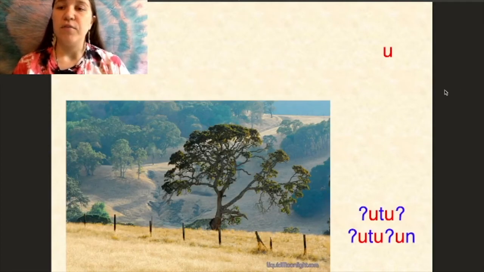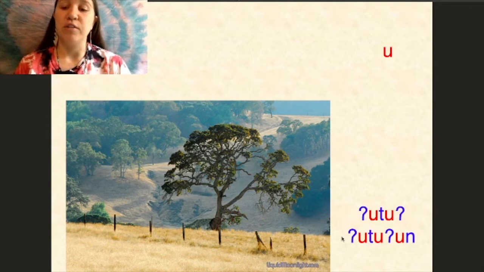So for an example of one of our u sounding words, we have utu, utu, utuun. So for these slides, you're going to see two words here. This first one is going to be the subject form of the word, and the one below it is our object form. And these will be used interchangeably in sentences. So, for example, if the tree is the subject of the sentence, we would use this word. And if it's the object of the sentence, we would use this form of the word.